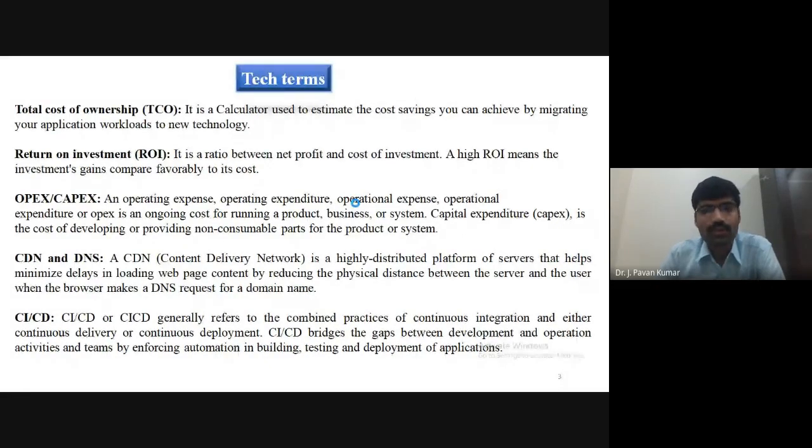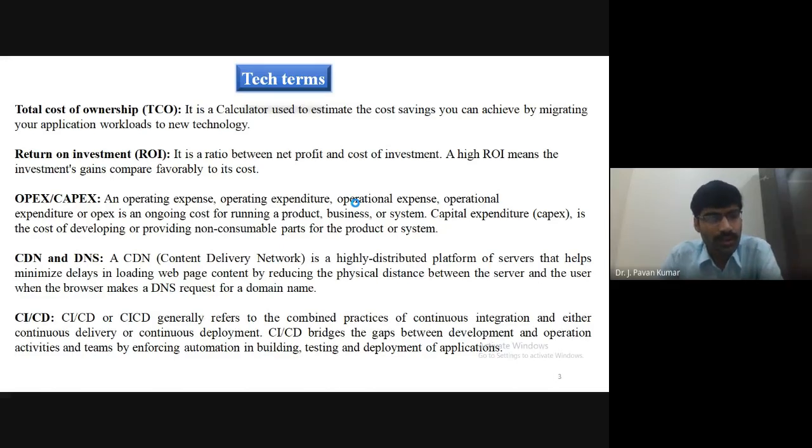Net profit is more. That means automatically we can consider net profit and cost of investment. If you compare, net profit is more. What does it mean? It is giving the advantage of using cloud, isn't it? That is nothing but ROI.